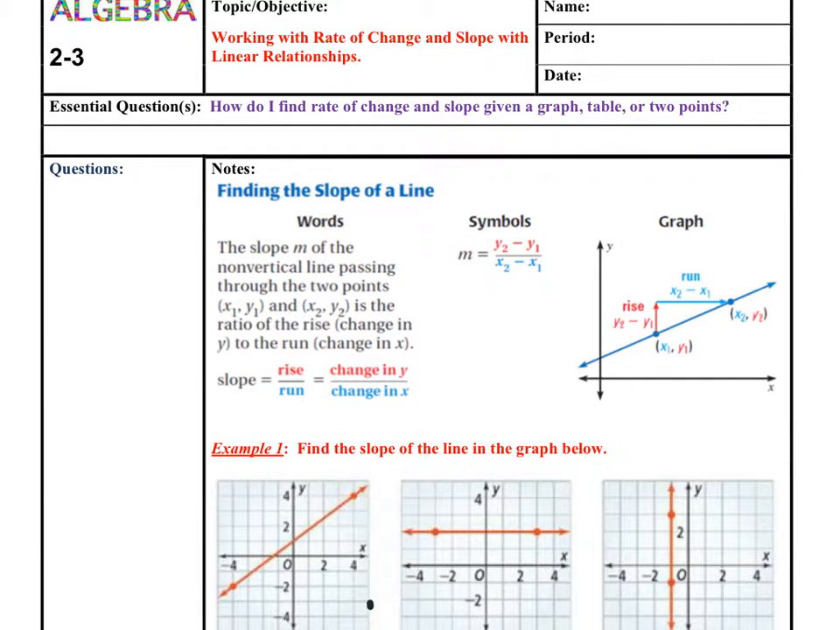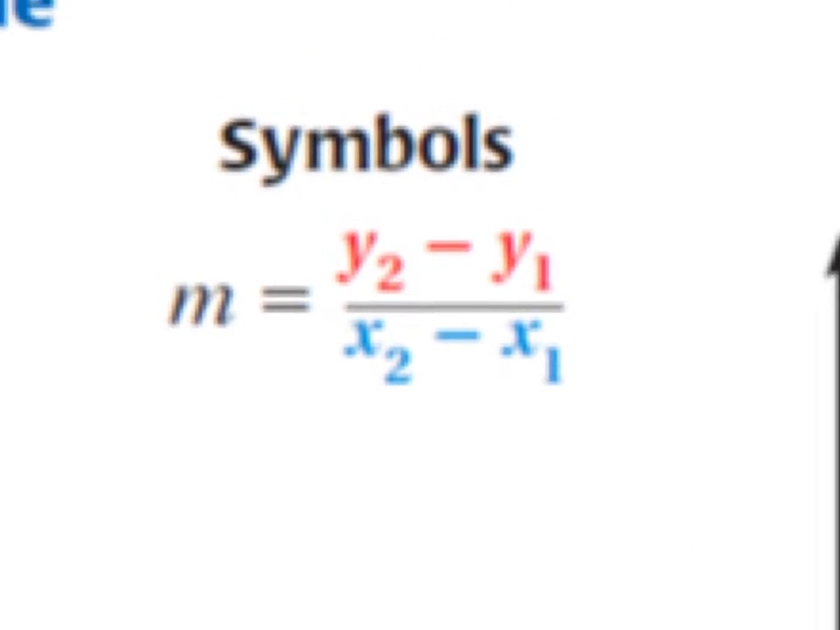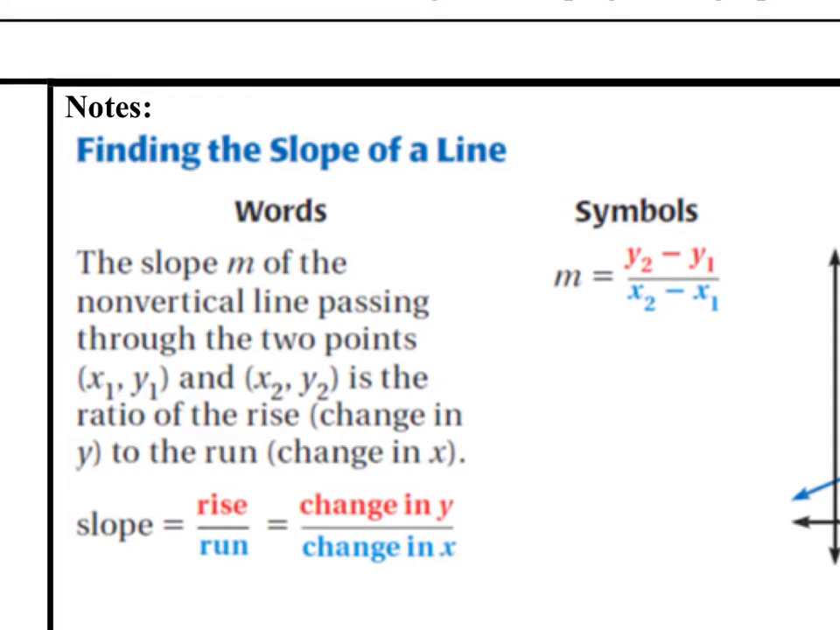We can find the slope if we have 2 points, and we have a formula for that. It's y2 minus y1 over x2 minus x1. Kind of weird. If you have 2 points, this would be point 1 and point 2. So y2 means the y value from the second point, y1 means the y value from the first point, x2 means the x value from the second point, and x1 means the x value from the first point.